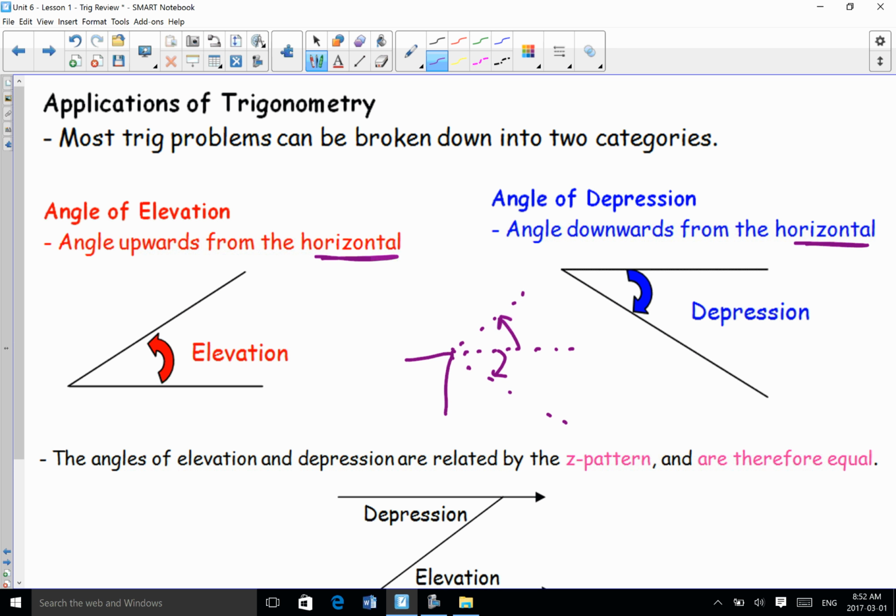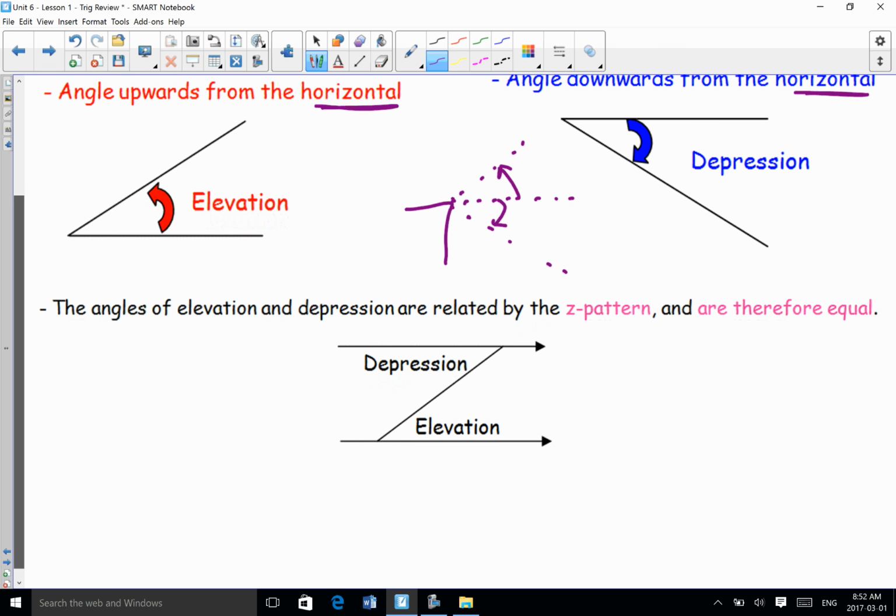It's always in relation to the horizontal. That's our key thing. These two things are always related. If you were standing on the roof, this is you standing right here, and look down at your friend who's standing on the ground, your angle of elevation from the ground up is the same as their angle of depression from the roof down because of the Z pattern. Okay, so it's all point of view.